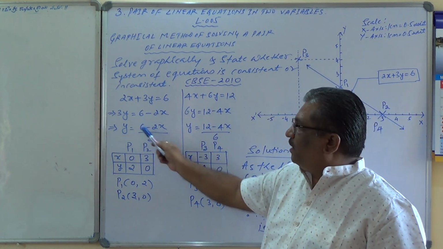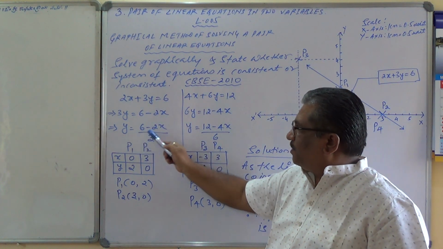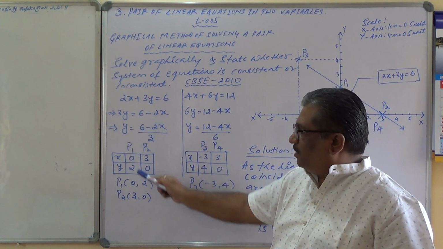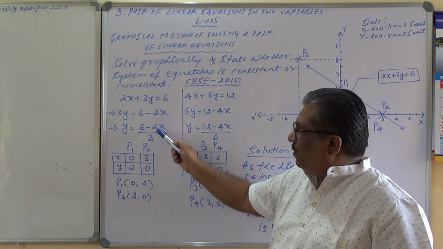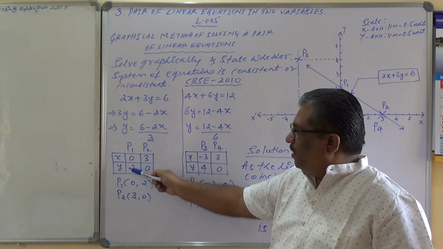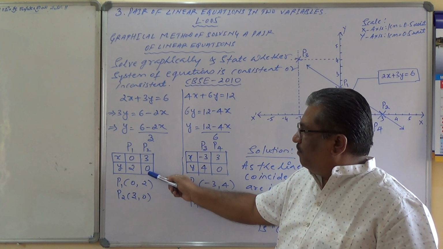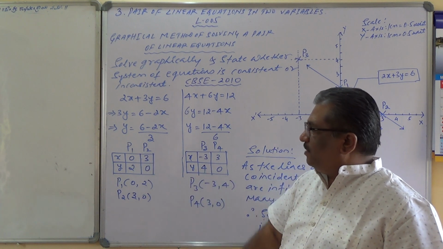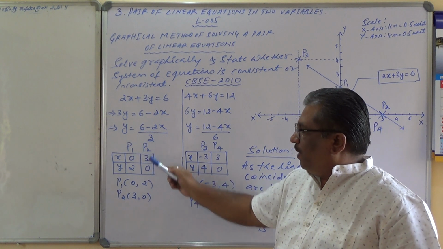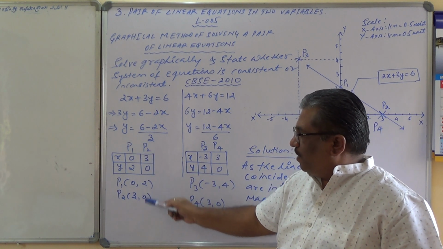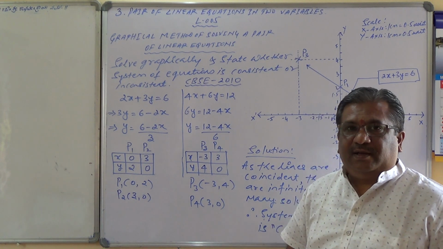Express y in terms of x: 3y equals 6 minus 2x, y equals (6 minus 2x) by 3. Prepare the truth table. Take the values of x. If x is 0 here, 6 minus 0 by 3, you get y as 2. By substituting the value of x as 3, I get the value of y as 0. This is the truth table. Identify these 2 points as P1, P2. P1 is (0, 2) and P2 is (3, 0). I think it is quite clear.